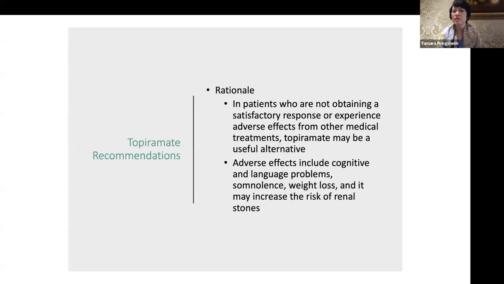There is some evidence for Topiramate, which is an anti-epileptic medication. This medication does have some side effects. I'd say that it has slightly more side effects than an alpha agonist, but slightly less side effects than an antipsychotic. It's not a first-line medication because the amount of data we have is less compared to the other drugs, but it can be a reasonable treatment alternative.